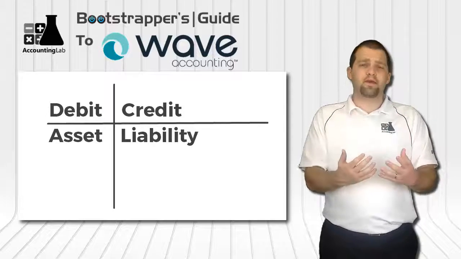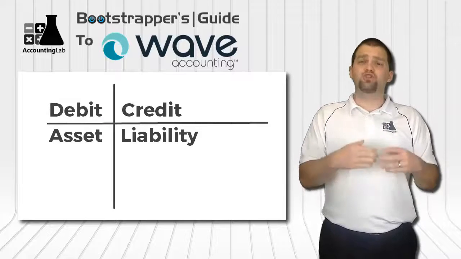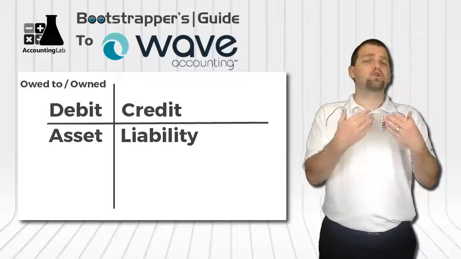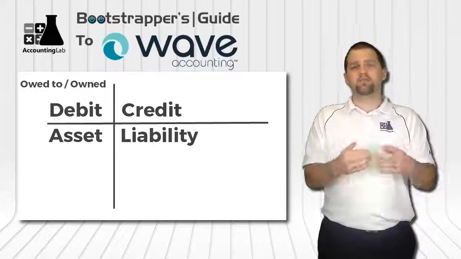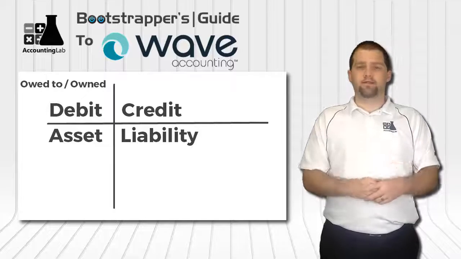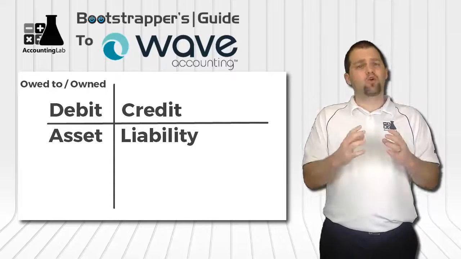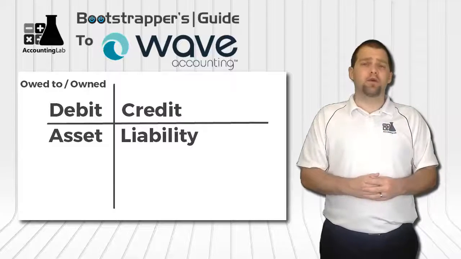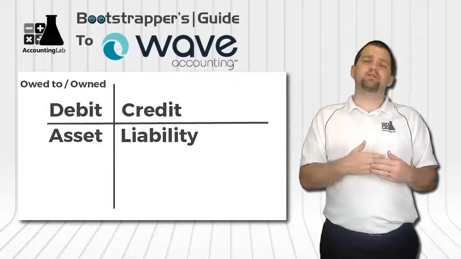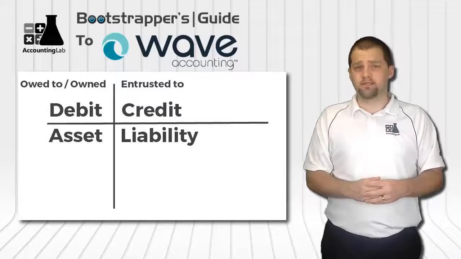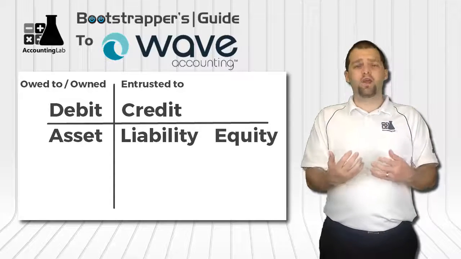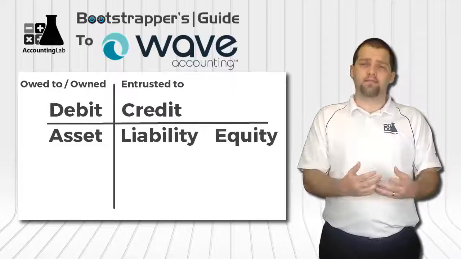Now the term debit comes from the Latin word which means to owe. So debits represented anything that was owed to the business or anything the business owned. Our assets are debits. Now credit comes from the Latin word meaning to entrust. So credits represented anything that was entrusted to the business. Any of our liabilities and our equity are credits.